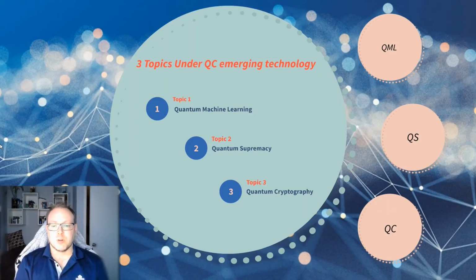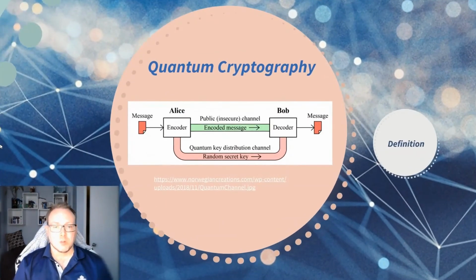Which leads us to our third topic, which is our preferred topic, quantum cryptography. Quantum cryptography is based on the idea that current cryptography is no longer valid. Now, current cryptography uses mathematical equations that are more and more complex to create encryption keys, which need to be decoded on the other side.